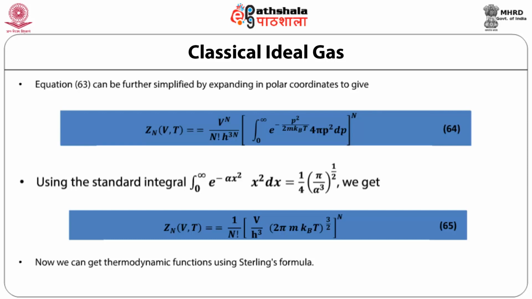Using the standard integral from 0 to infinity of e raised to power minus alpha x square multiplied by x square dx, equal to 1 upon 4 times pi upon alpha cube, raised to power 1 by 2, we get the partition function equal to 1 upon n factorial, V upon h cube, 2 pi m k_BT raised to power 3 by 2, whole raised to power n. Now we are ready to obtain thermodynamic functions using Stirling's formula.